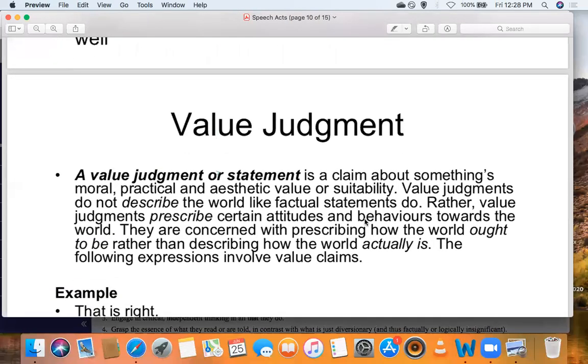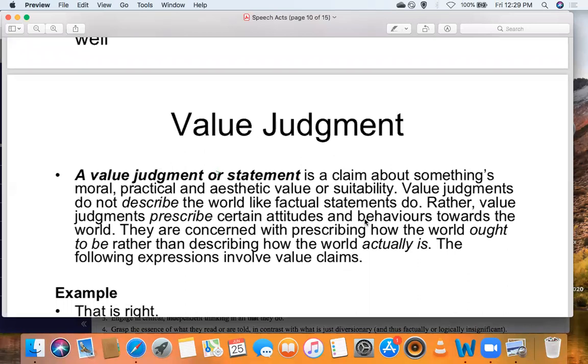Then we have value judgment. Now, a value judgment or statement is a claim about something's moral, practical, or aesthetic value or suitability. So you can see that this is different from a factual statement. A factual statement is about facts in the external world, but a value statement is about what? A value statement is about something's moral, practical, or aesthetic value or suitability.